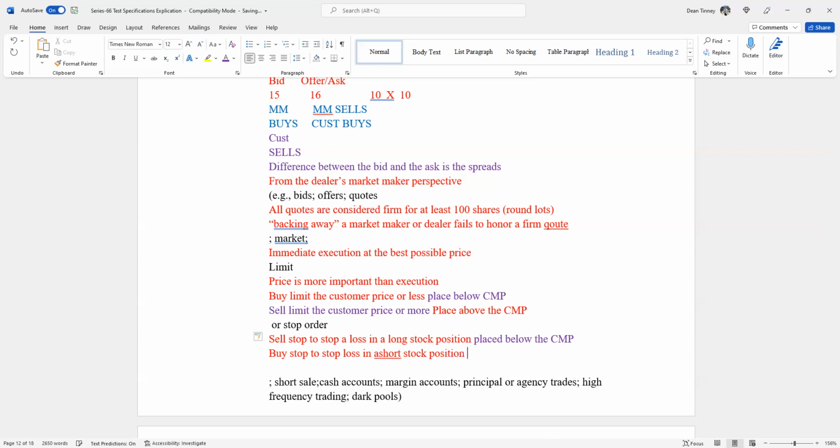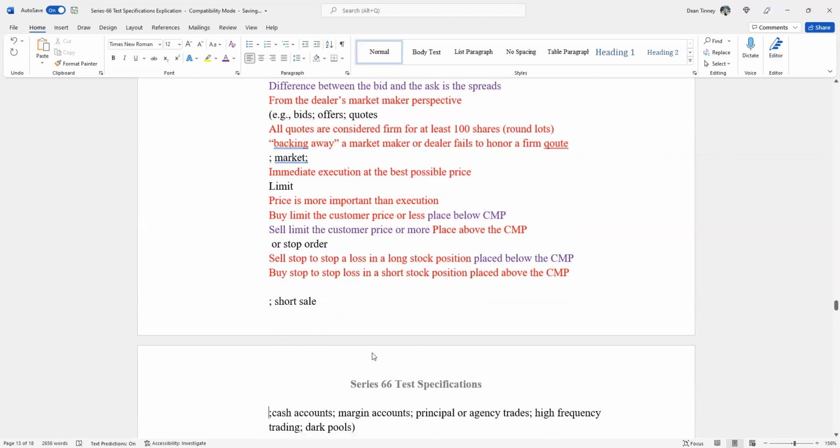There are other uses, but I'm not going to go over those in the explication because that's not what they're looking for in terms of your exam. What they're looking for here is this idea. And the buy stop is placed above the current market price. That would just be a smart thing to do if you're going to be foolish enough to sell borrowed stock. And that's what short sales are.